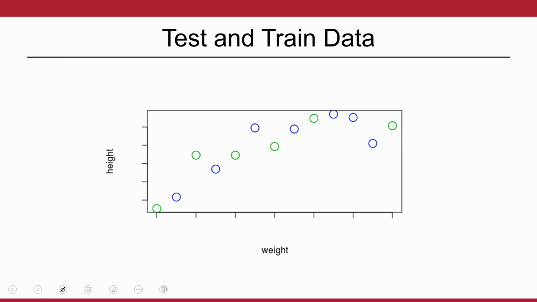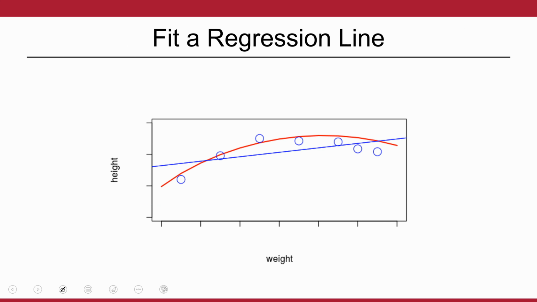Of course, we need test and train data. So we split our data set randomly into test and train data. The blue dots are our training data, and the green dots will be our test data. Now we're going to leave the red line. That's the true relationship. We never really would see that in practice. We're going to leave that just so you can see how well our models are doing.